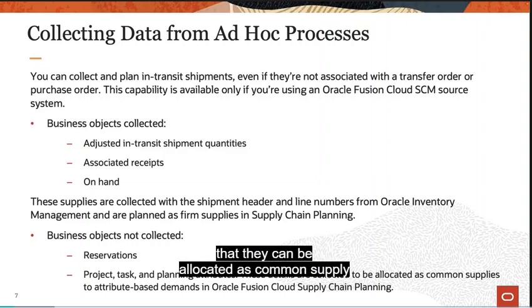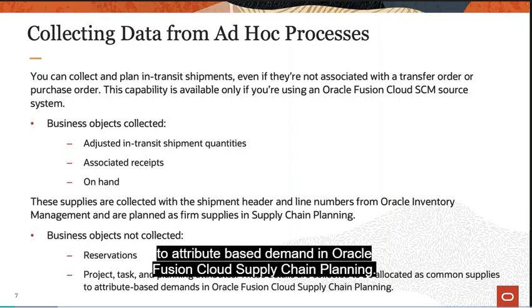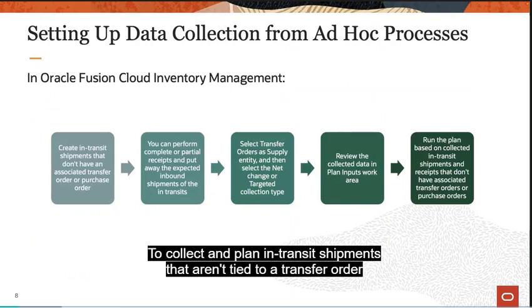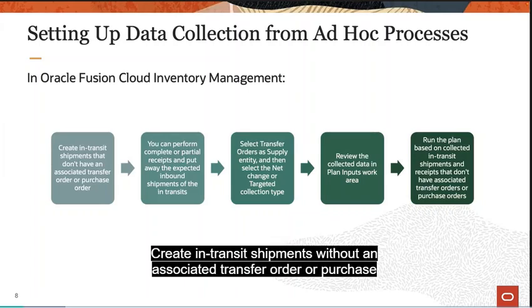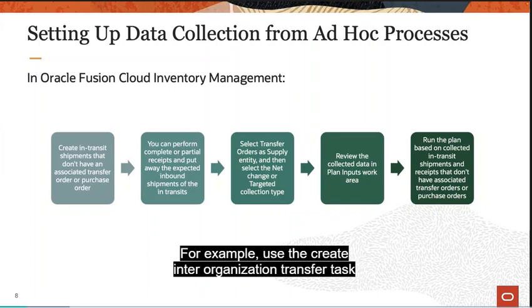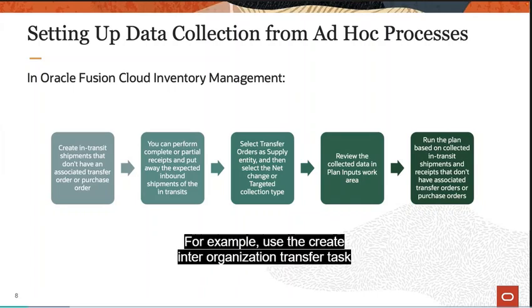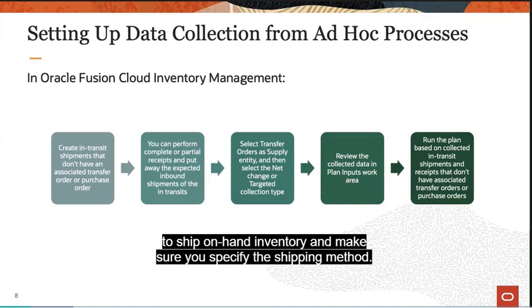Instead, they're collected separately so that they can be allocated as common supply to attribute-based demand in Oracle Fusion Cloud Supply Chain Planning. To collect and plan in-transit shipments that aren't tied to a transfer order or purchase order, follow these steps. First, create the in-transit shipment. Create in-transit shipments without an associated transfer order or purchase order. For example, use the Create Inter-Organization Transfer task to ship on-hand inventory and make sure you specify the shipping method.